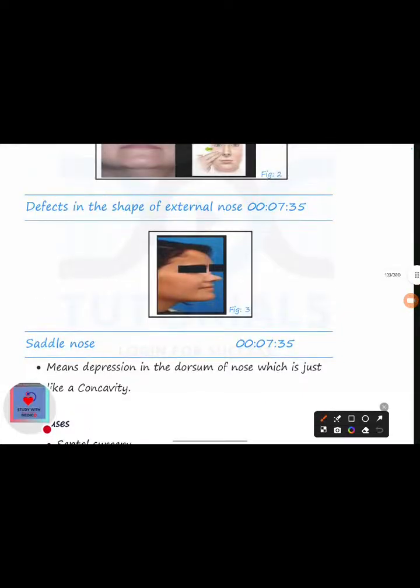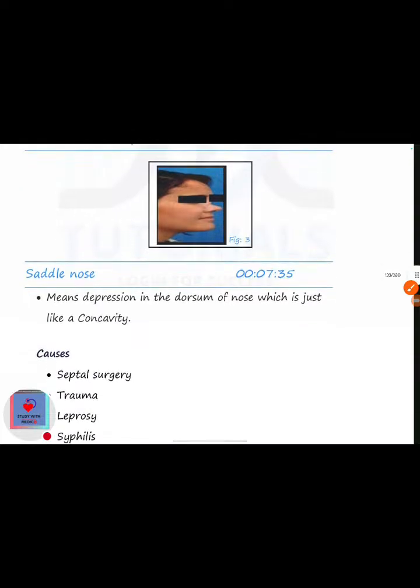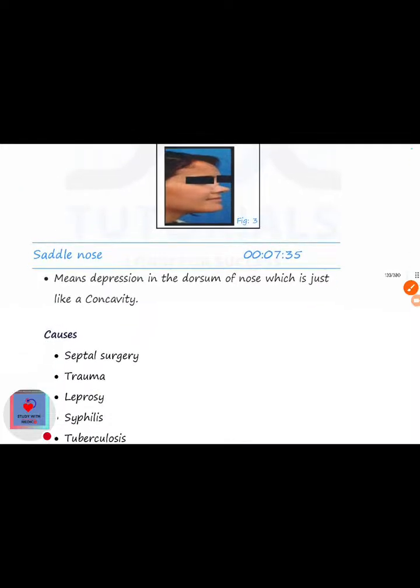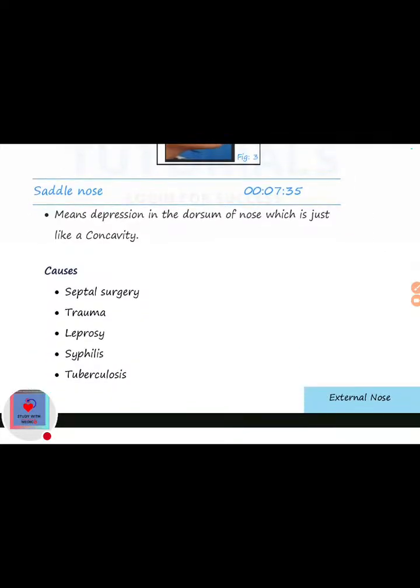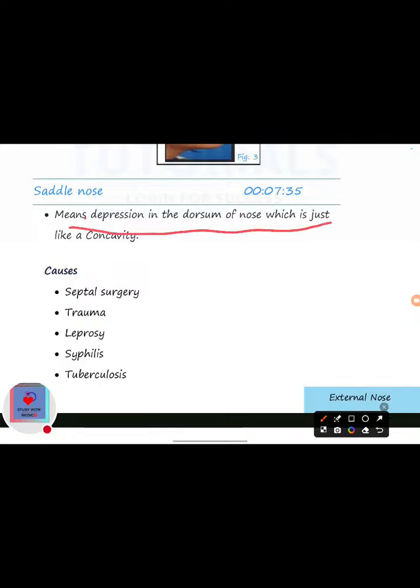Talking about the defects in the external nose. The external nose can have defects. If you see this nose, there is a defect here. This is the saddle nose defect. We'll see what that is one by one. The saddle nose defect means it is a depression on the dorsum of the nose. So if you see like this, here on the dorsum of the nose, there is a depression.